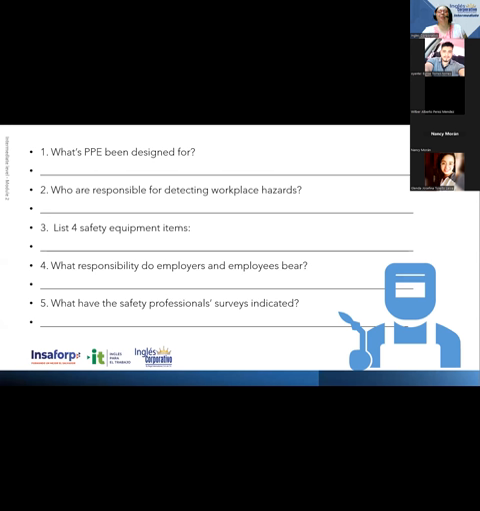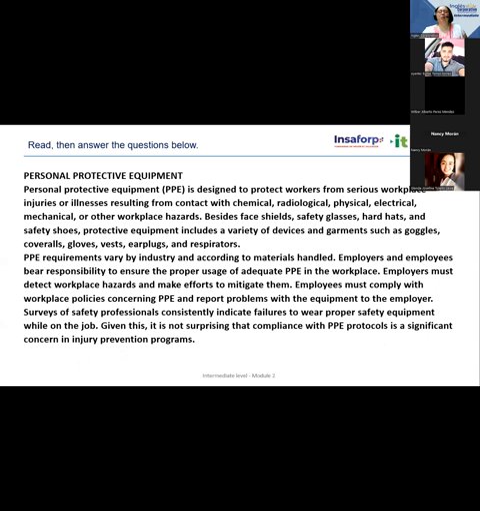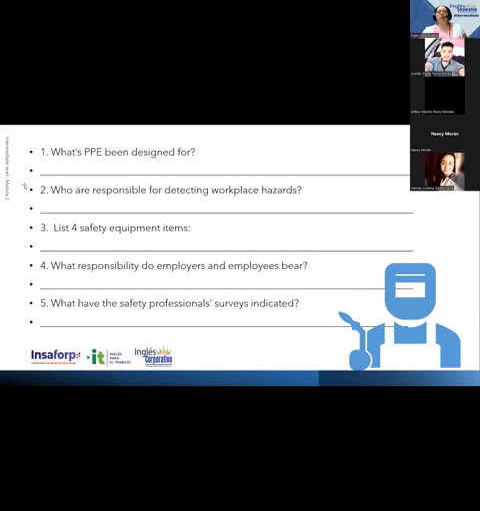Is it the complete paragraph almost? Almost the complete paragraph. Look. Is designed to protect workers from serious workplace injuries or illnesses resulting from contact with chemical, radiological, physical, electrical, mechanical, etc. until here, okay? Until this period, okay? Or other workplace hazards. Desde aquí hasta aquí era la respuesta, okay? Let's go to the next one.